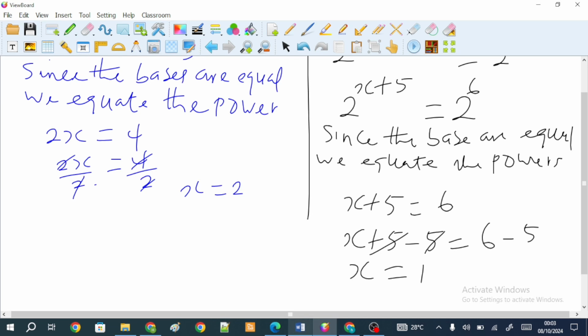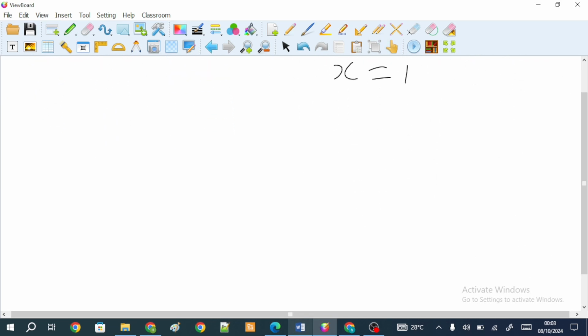Okay, so we will solve one more example from a WAEC past question before we wrap up this lesson. In this question, we have: solve 5 raised to the power x minus 1 is equal to 1 over 25.